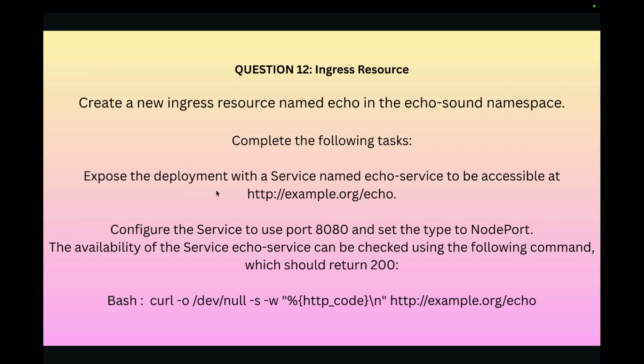Expose the deployment with the service name echo-service to be accessible as example.org/echo, and configure the service to use port 8080 and set the type to NodePort. The availability of the service echo can be checked using the following command and should return 200. So let's get started.